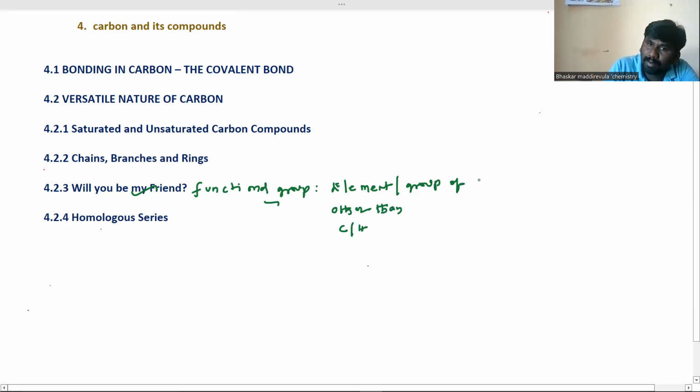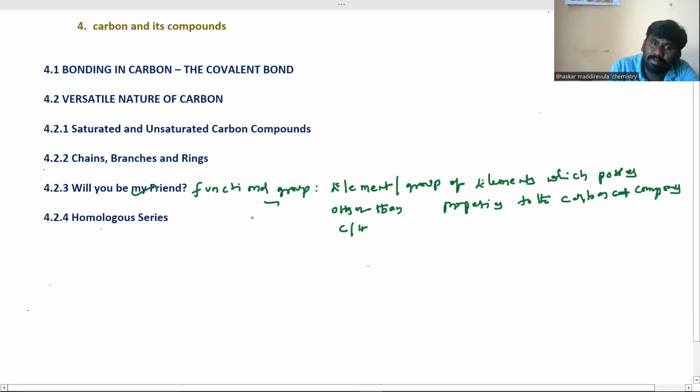An element or group of elements which possess properties to the carbon compounds. Then that group we can call a functional group.